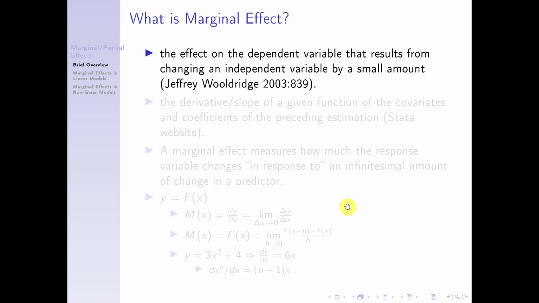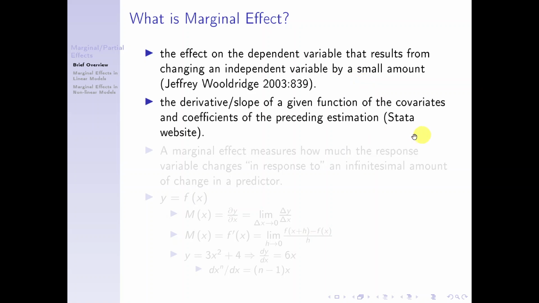So what really is marginal effect in quantitative analysis? Well, according to a premier econometrician, Jeffrey Wooldridge, he gives a definition of marginal effect, which is the effect on the dependent variable or response variable that results from changing an independent variable by a small amount. According to the Stata website, a proprietary software, marginal effect is the derivative or slope of a given function of the covariates and coefficients of the preceding estimation.